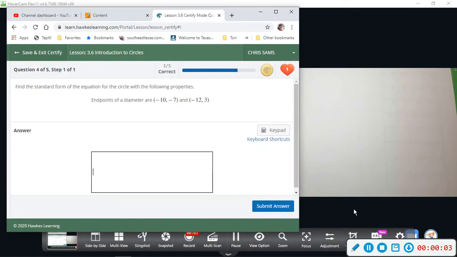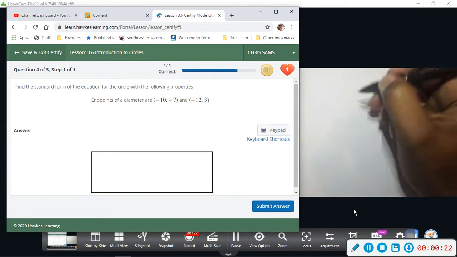All right, on this one, we want to find the standard form of the circle with the following properties. We're given the endpoints of a diameter. And what we're going to do here is find the radius.